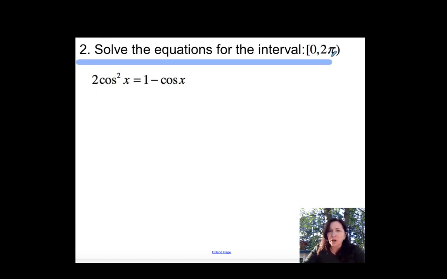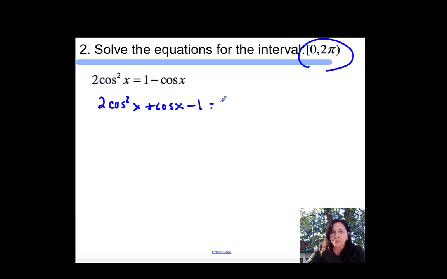This equation, we're going to solve it for the interval from 0 to 2 pi, not including 2 pi, see the parentheses. I do notice this is quadratic. So this being quadratic, we're going to have 2 cosine squared of x, move this over, plus cosine of x, move that over, minus 1 is equal to 0. Quadratic, I'm going to try to factor that, and I'm going to get 2 cosine of x times cosine of x, which gives me 2 cosine squared. 1 times 1 gives me 1.